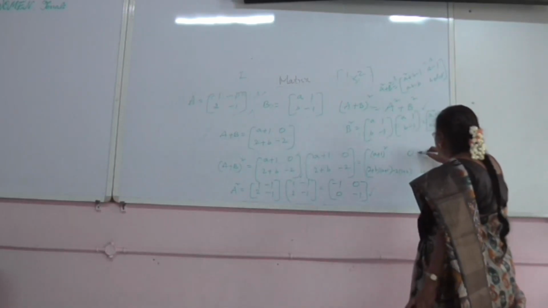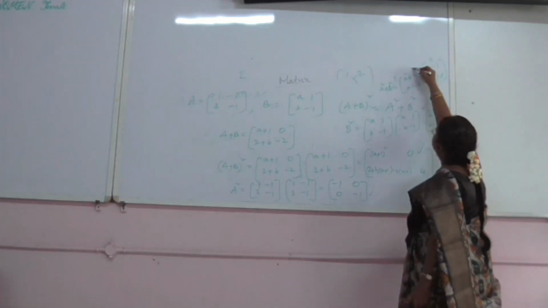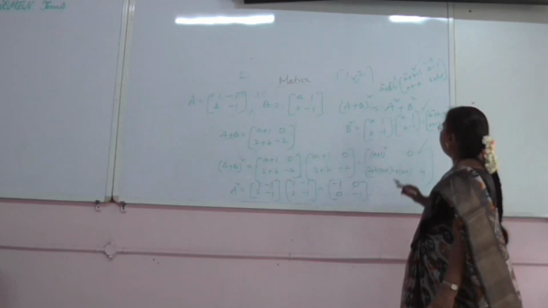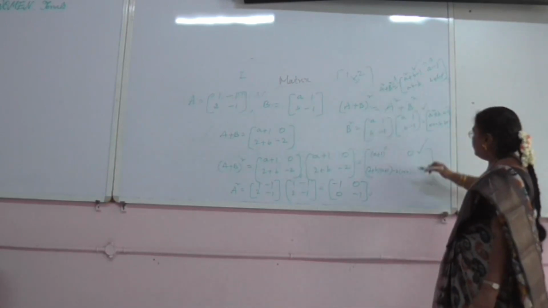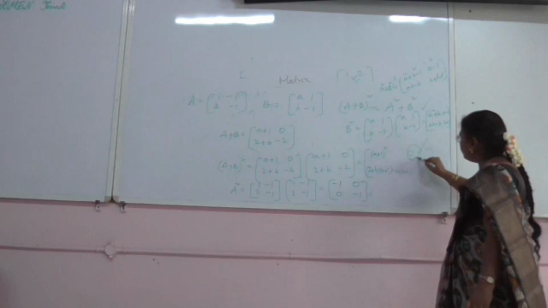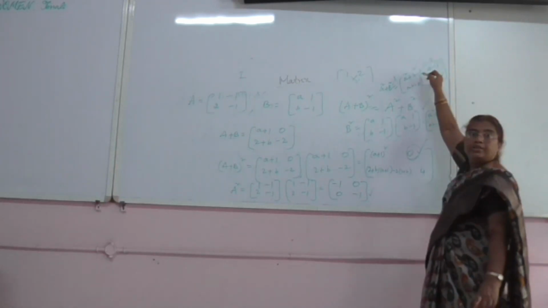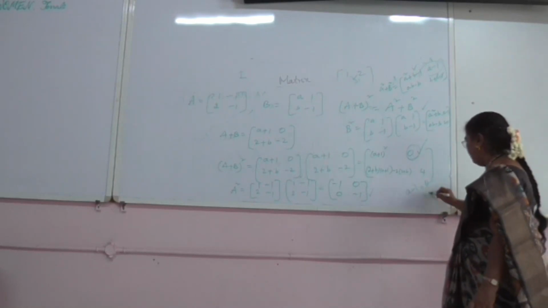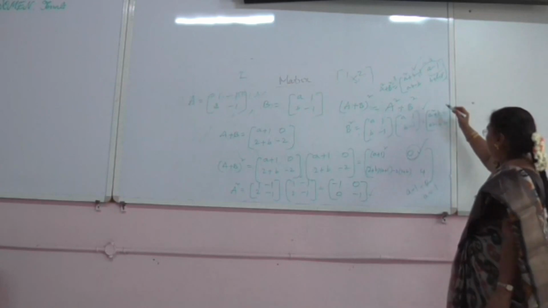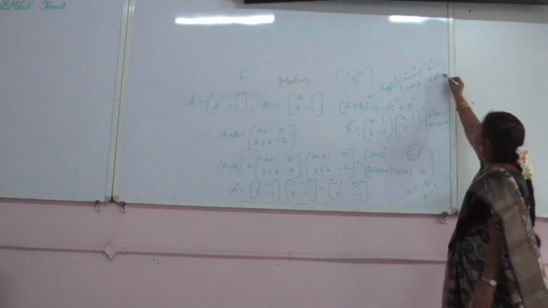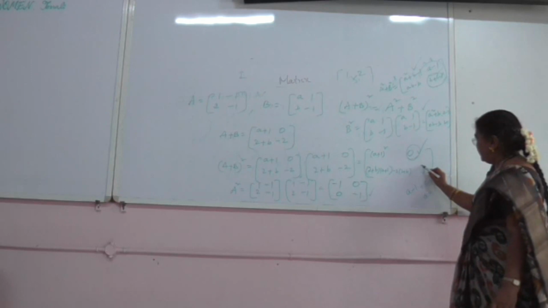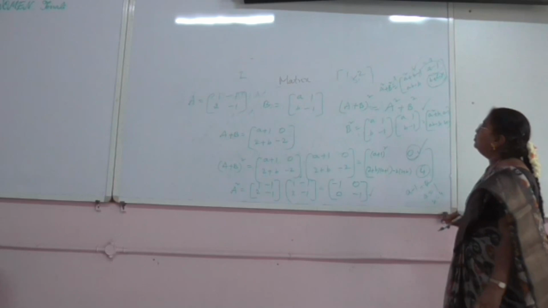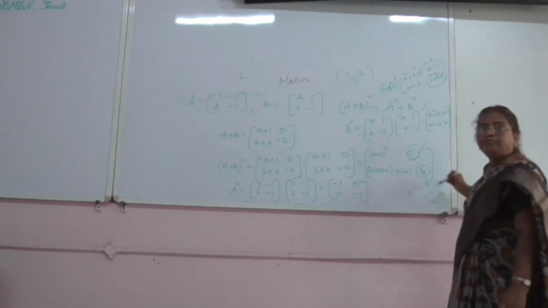And this is A plus B whole square. Given A plus B whole square equal to A square plus B square. Therefore, corresponding elements are equal. This 0 must be equal to a minus 1. a minus 1 equal to 0. Therefore, a equal to 1. And here the second row, second column element is b. Here second row, second column element is 4. Therefore, b equal to 4. Therefore, answer is a equal to 1, b equal to 4.